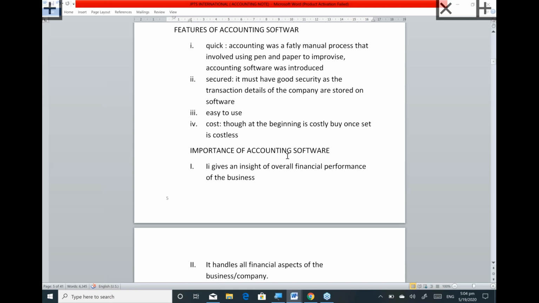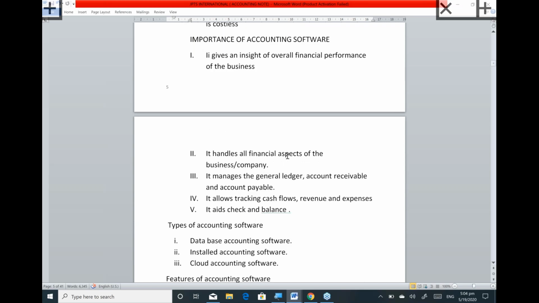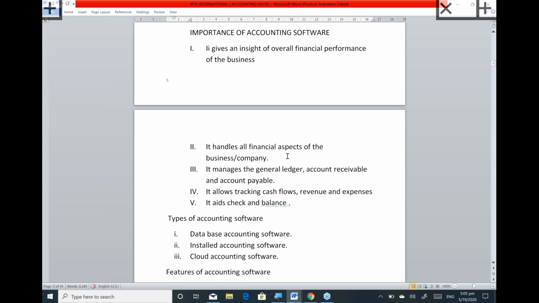The importance of accounting software. One, it gives an insight into the overall financial performance of the business, whether they are making a loss or making a profit. Two, it handles all financial aspects of the business, all the aspects of the business being handled with the software. Three, it manages the general ledger, accounts receivable, and accounts payable. You can easily know the balance of what comes in and the balance of what you paid out at the end of the day.